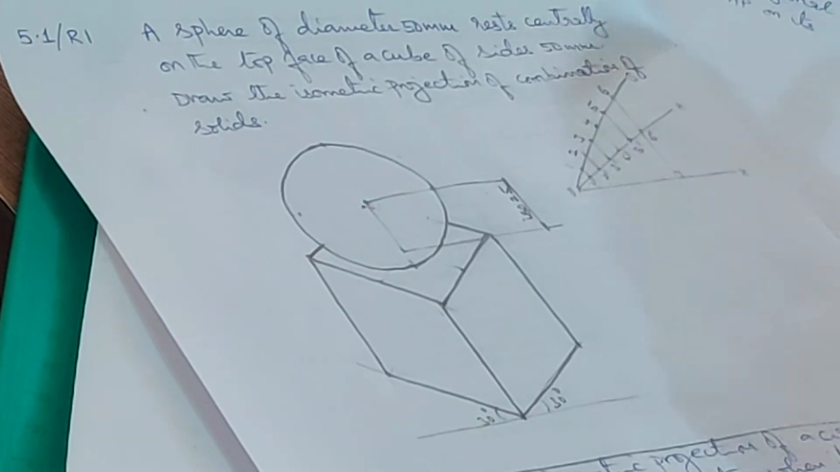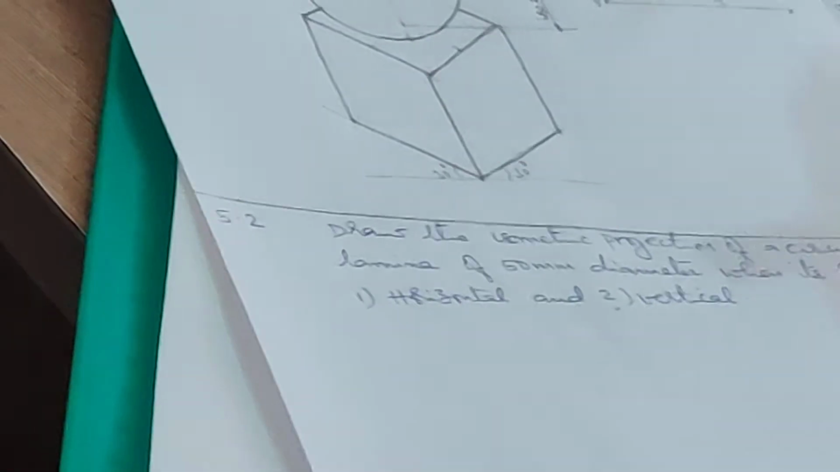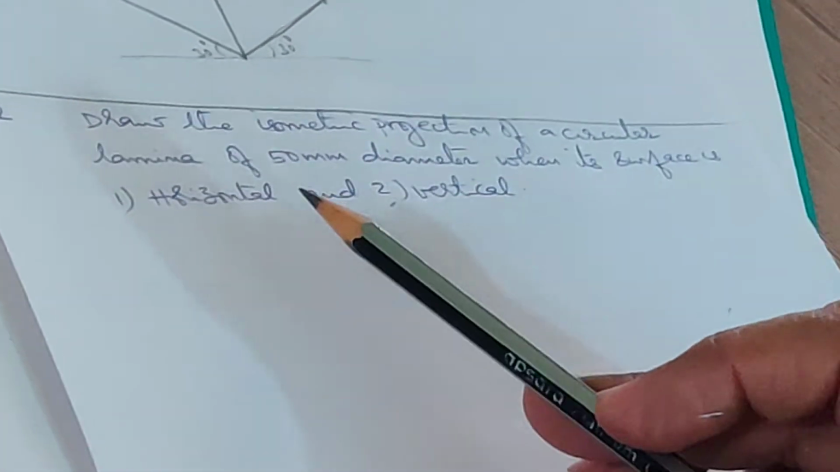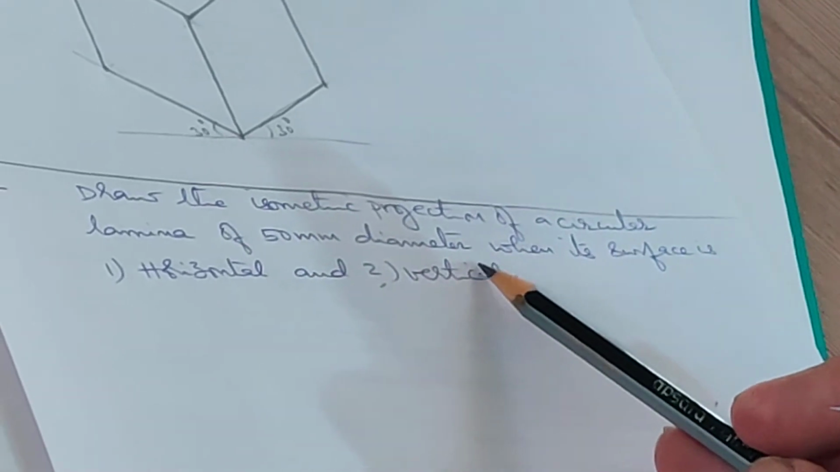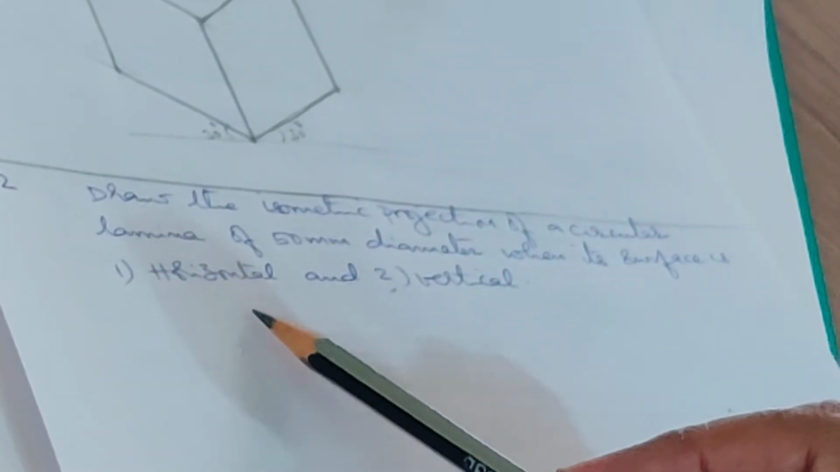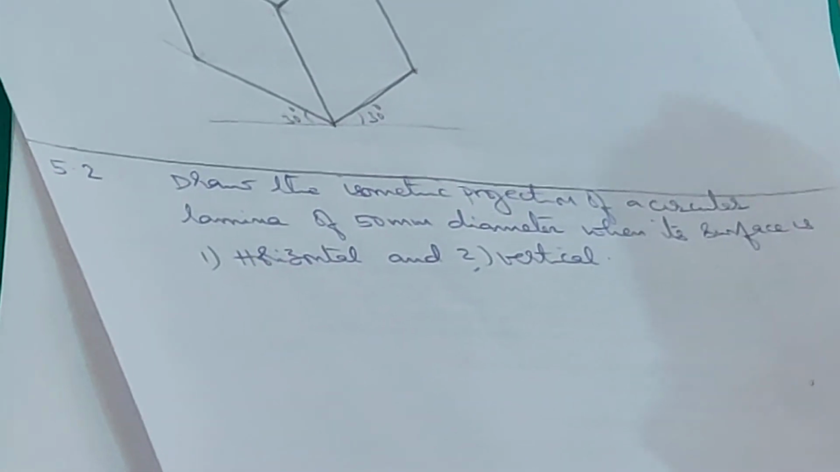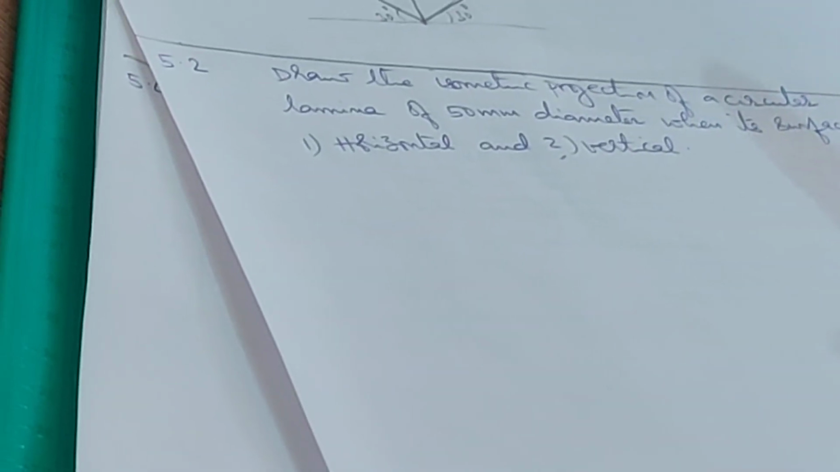Now let us move to the second problem. The second problem is this. Draw the isometric projection of a lamina here. It's a circular lamina, 50 mm diameter, when its surface is horizontal and vertical. It's quite simple. Let me draw it and show to you.